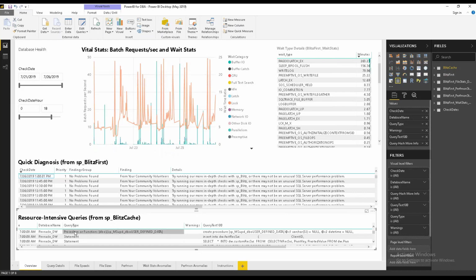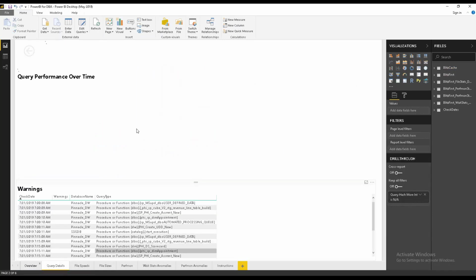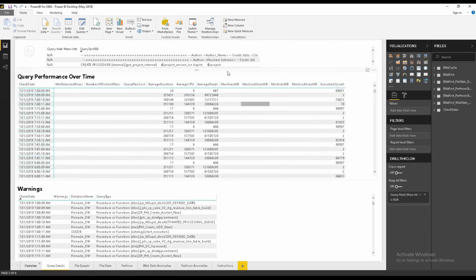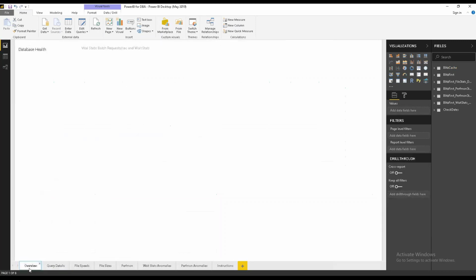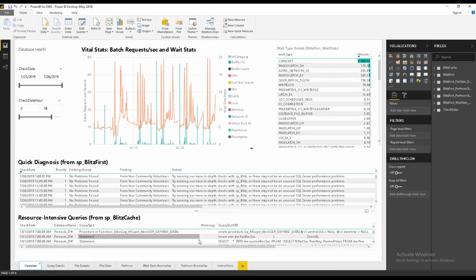You can look at your resource intensive queries, so you can right click on any of these and then drill through into the query details. So here we can see one of our intensive queries, which is, what's this one going to do? It looks like we're building some of our UDDs, and you can see the query on the upper line here. You can see what was running. Anyway, you can look at some of your query details for any of the queries on this front page in a nice drill through fashion.